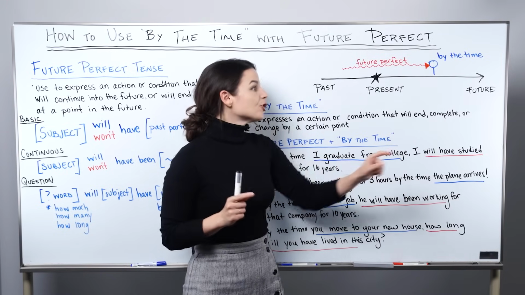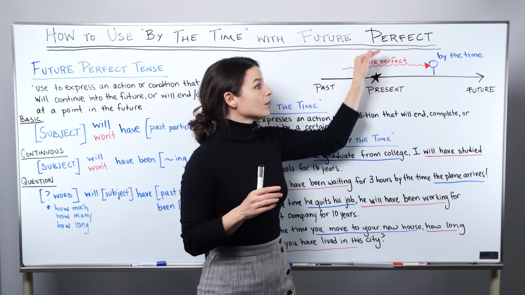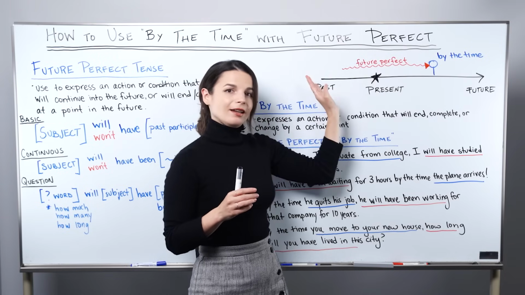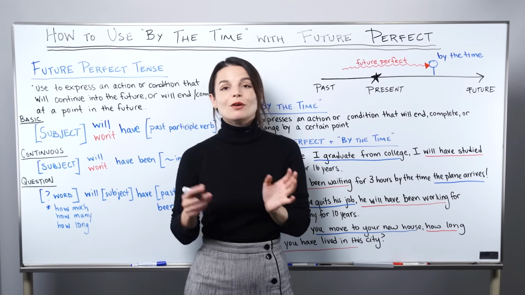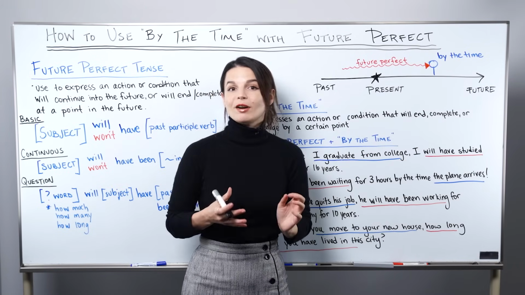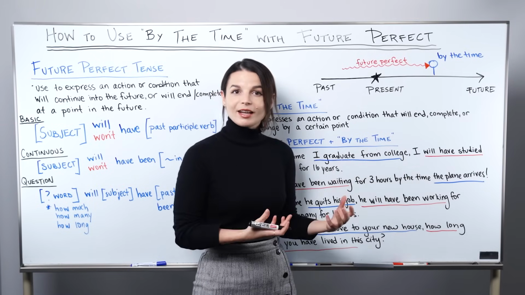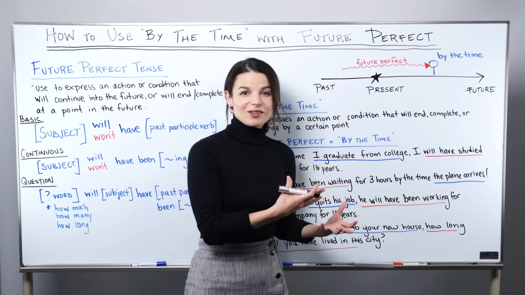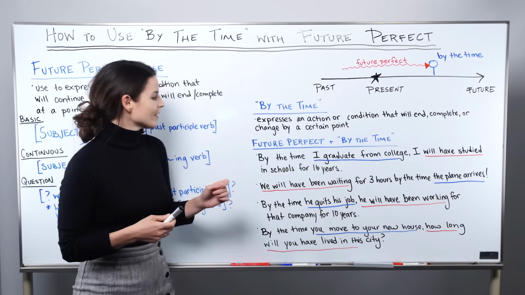They want to mention this point in time, this future point in time, and the total time studied from the beginning until this future point in time. This is what we can do with by the time and future perfect tense together. We can talk about future points in time and their relationship to our past continuing experiences. Okay, so let's look at another example of this.